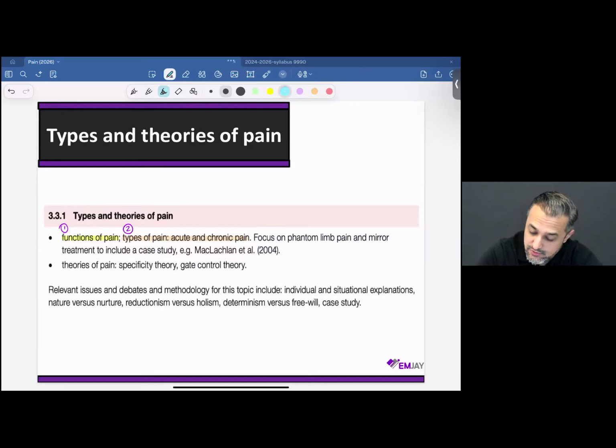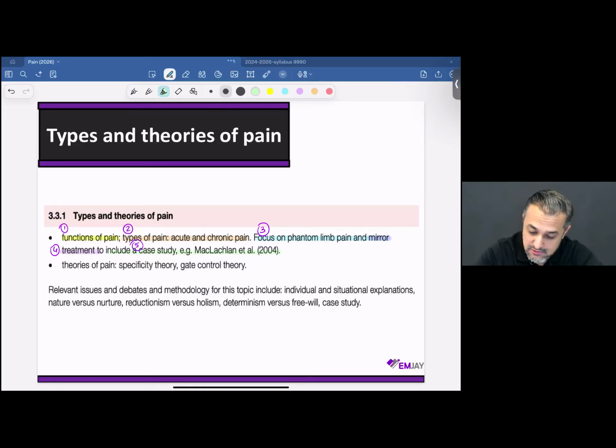The third thing we are expected to cover is phantom limb pain. And along with phantom limb pain, we also need to understand the mirror therapy that was initiated by Ramachandran. This is the fourth thing that I'd want us to cover. The fifth, I'd want us to cover a case study by MacLachlan et al., and this is an example study. So I've just broken down the first bullet into 5 different parts, and this is how we'd be, inshallah, covering this.